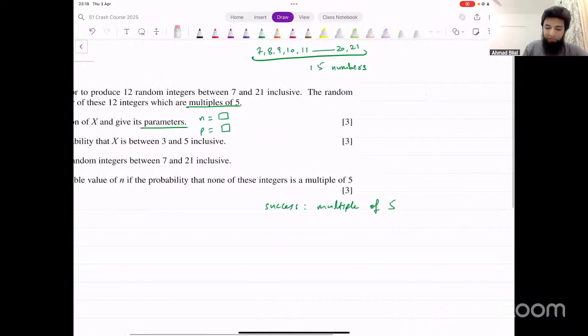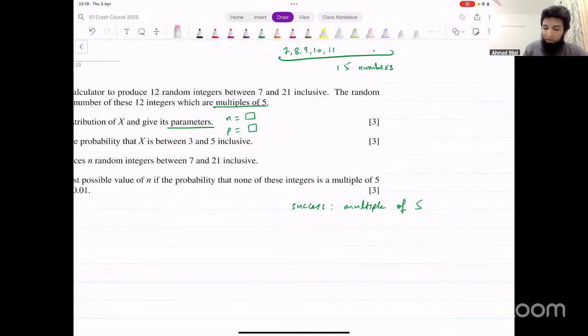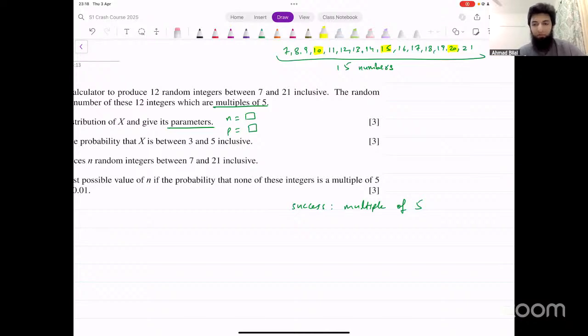Now, out of these 15 numbers, how many are multiples of 5? Okay, let me just list down all of them for those of you who are confused why there are 15. Let's just write all of them down and see how many there are. 7, 8, 9, 10, 11, 12, 13, 14, 15, 16, 17, 18, 19, 20, 21, right? So these are 15 numbers in total. How many of them are multiples of 5? 10, 15, and 20. 3 of them are multiples of 5.